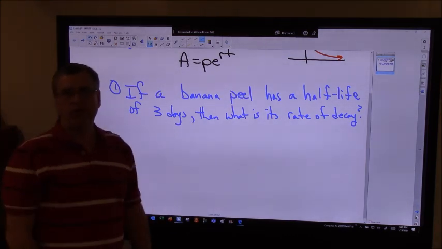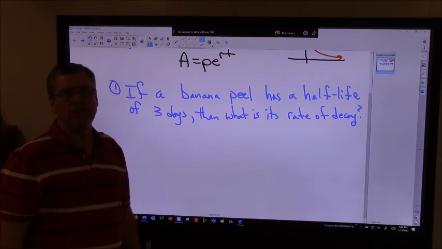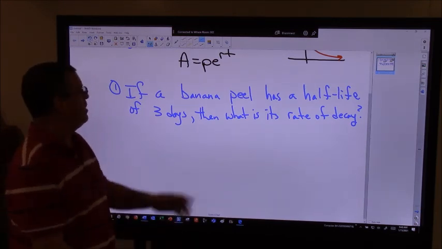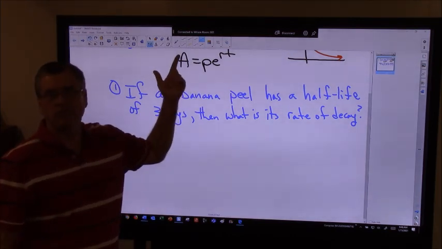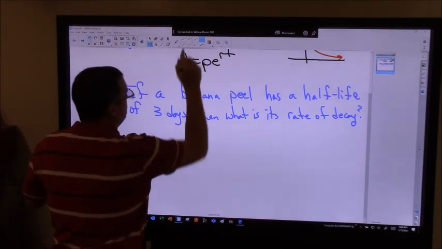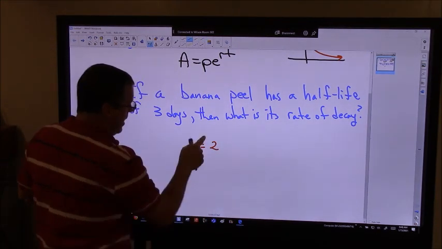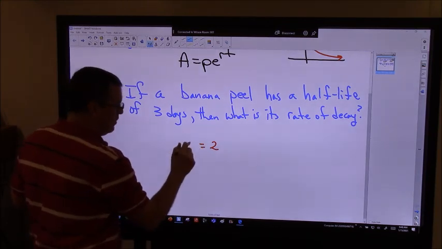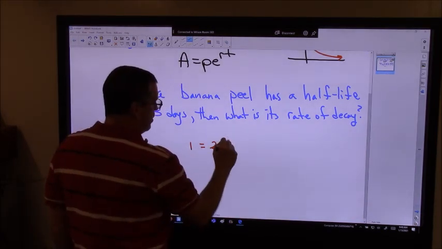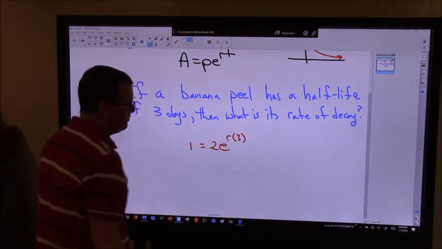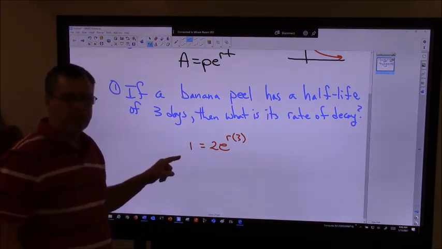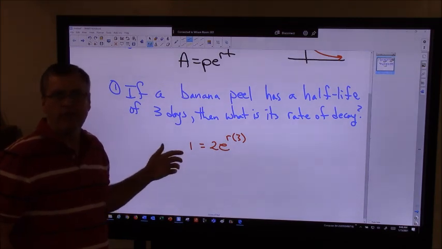So pick whatever number you want, okay? I always pick something easy, like, I don't know, 2. Let's just say a banana peel weighs 2 grams. Okay, I have no idea what a banana peel weighs. It's probably more than that, I don't know. But let's just say it's 2, and half of that will be remaining in 3 days. Half of 2 is 1. Okay, I've got e raised to the r times 3 days. Now, the moment I move that 2 over here and divide, 1 divided by 2 is 1/2 or 0.5.